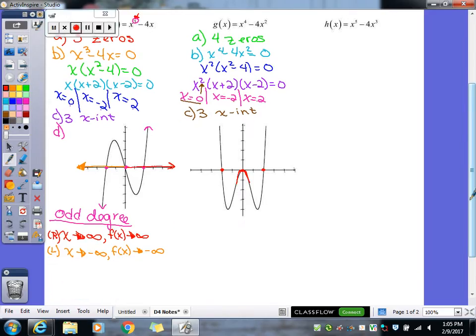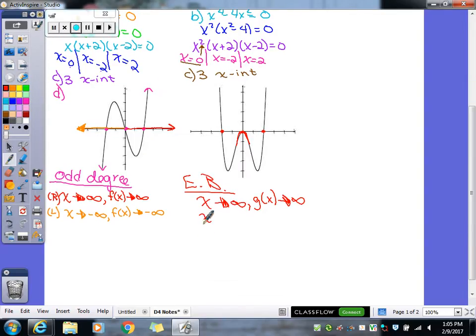Now our degree for this one was an even degree. So that means our end behaviors are different. They're both going in which direction? They're both going up to positive infinity. So as x approaches infinity, our right side, the function is also going up to positive infinity. So how would we write for our left side? As x goes to what? Negative infinity, the function goes to positive infinity.